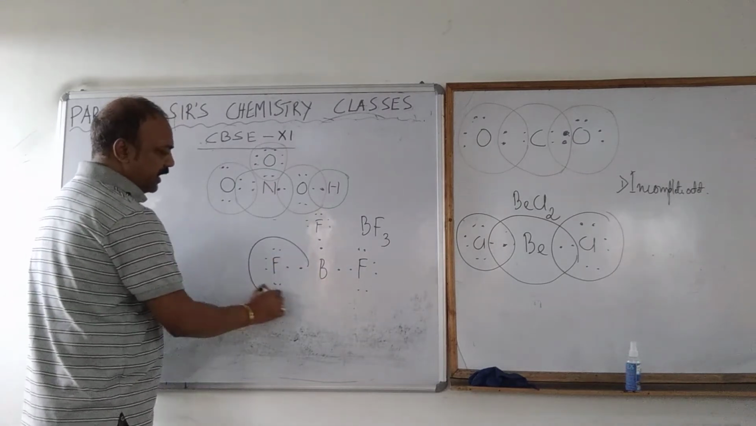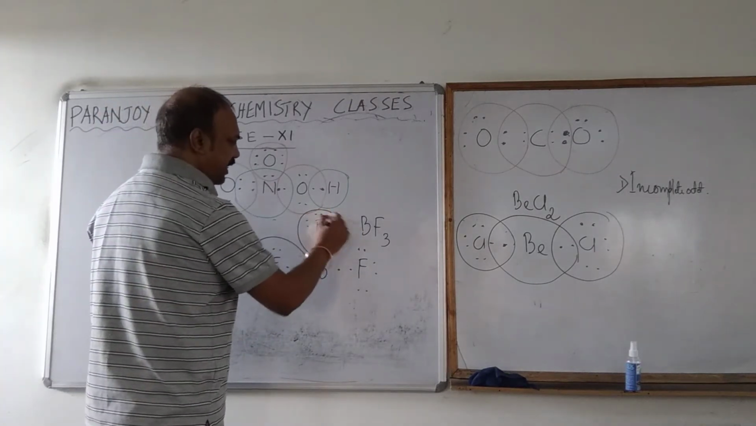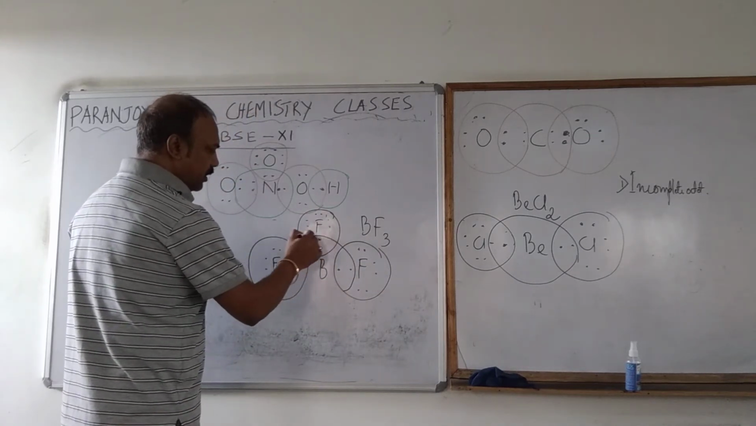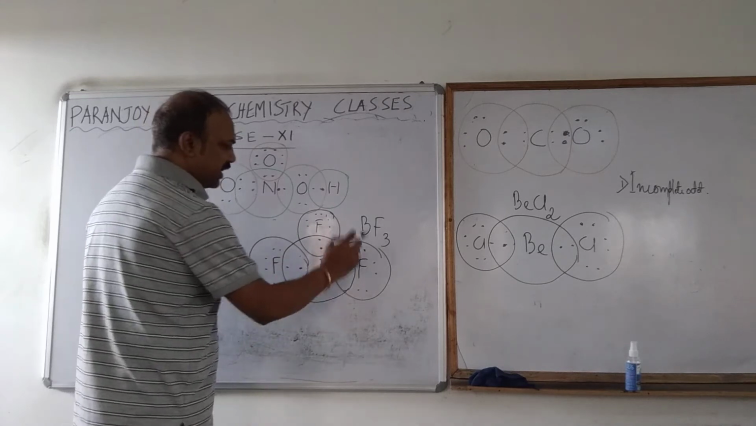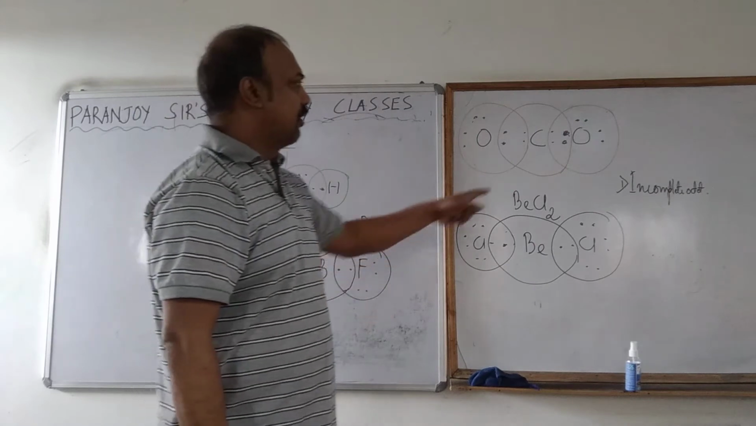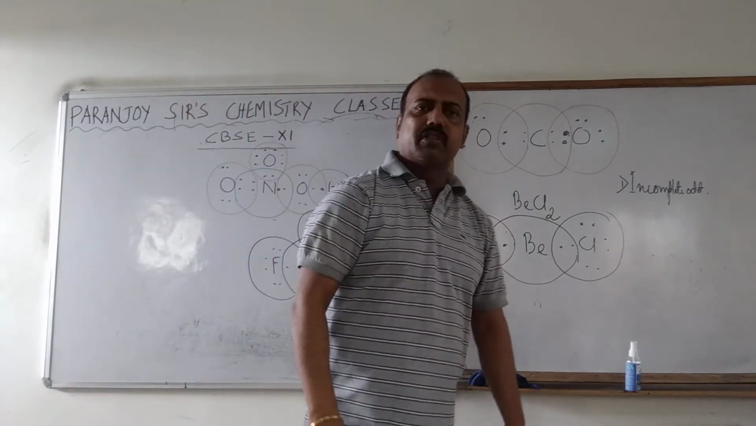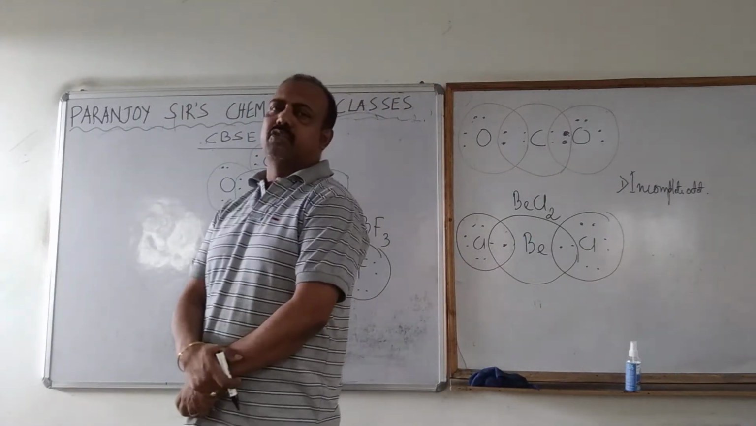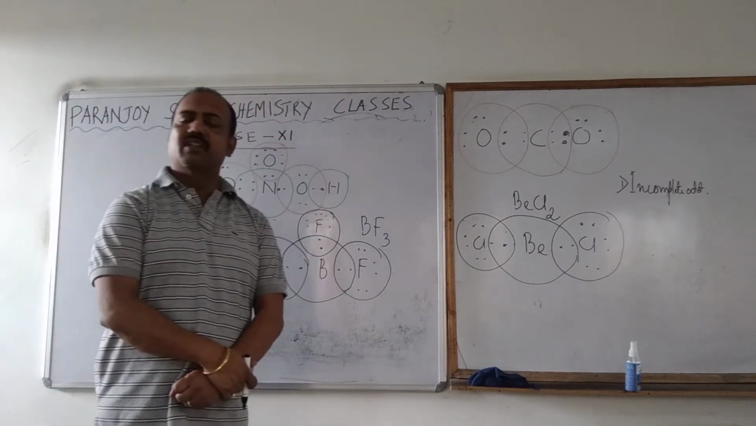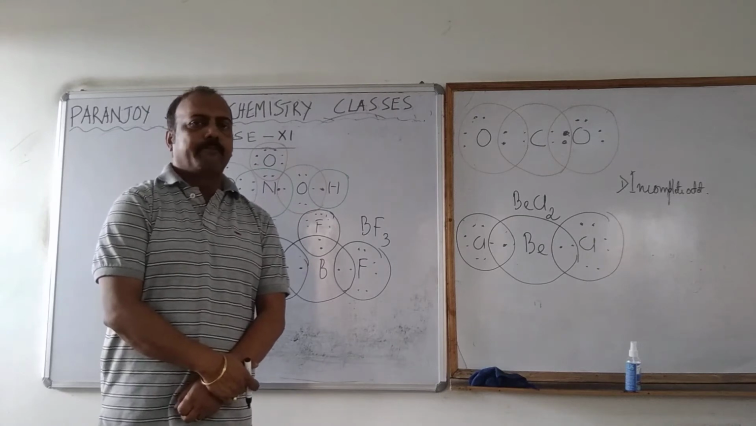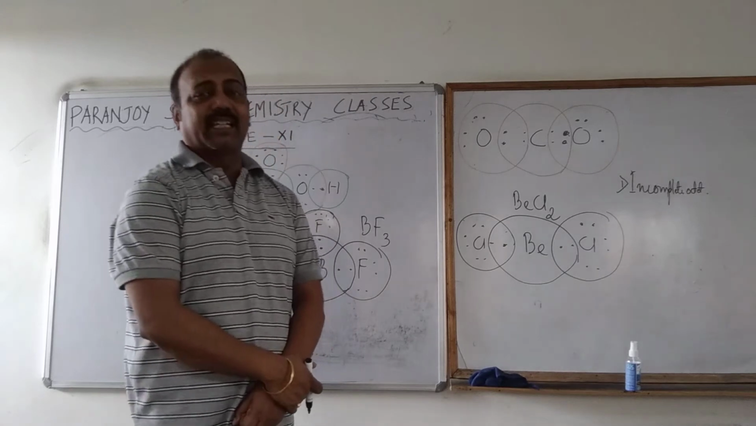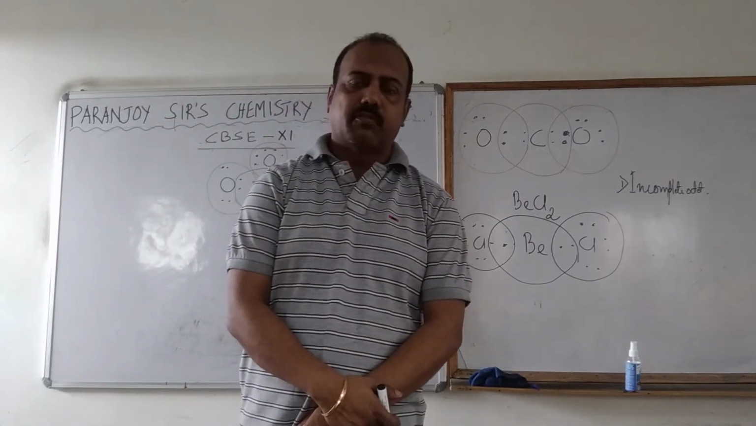Now we can very easily make the fluorines 8. That's very much followed. But what about boron? Boron has only 6 electrons in its valence shell. So that is again an example of incomplete octet, which is not supported by the Lewis dot model, but the compound as a whole is very, very stable. I hope we could understand this type of limitation of the Lewis dot model.